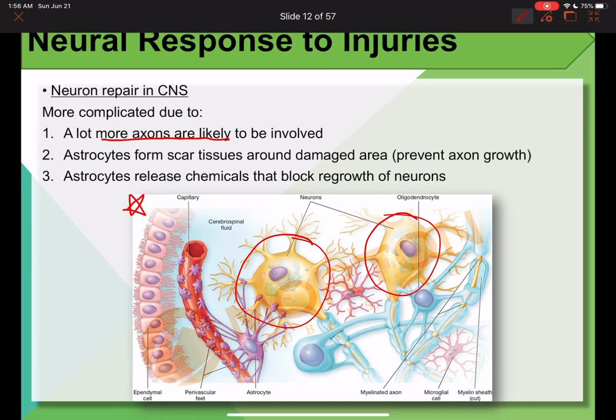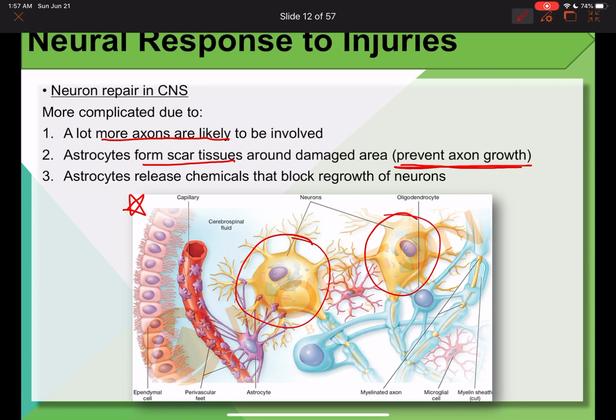The other thing is what astrocytes do. Astrocytes are there forming the structural framework of the central nervous system. But if they sense that there is an injury, there's some damaged stuff going on, and there's debris everywhere, they will form scar tissue around the damaged area. And their job, in a sense, is to prevent axon growth, the opposite of what Wallerian degeneration is doing. Because why? There's a reason for that.